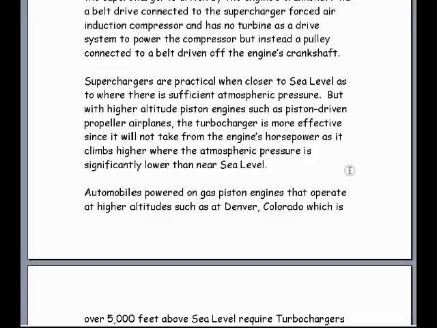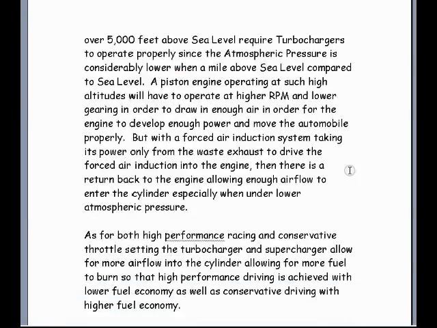So it's already compromised with low atmospheric pressure at high altitudes, and then you're going to take more power in the form of a supercharger? I don't think so. So that's why you have turbochargers on piston powered airplanes, because you kind of need it when you fly anything higher than, I'd say, a mile above sea level. So automobiles powered by gas piston engines that operate at high altitude, such as Denver, Colorado, which is over 5,000 feet above sea level, require turbochargers to operate properly, since the atmospheric pressure is considerably lower a mile above sea level compared to sea level.